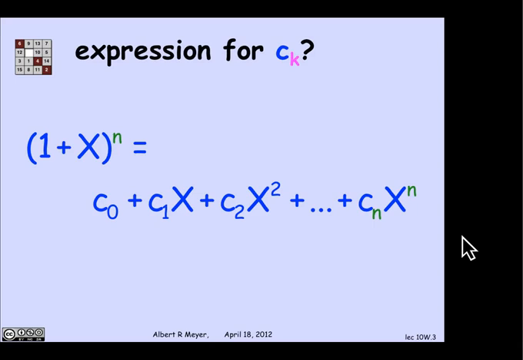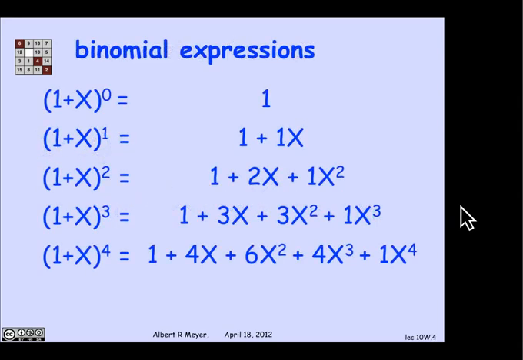The binomial theorem is interested in the question of, let's look at the expression (1 plus x) raised to the nth power. We know that this will be a polynomial of degree n, so it can be written in the form c0 plus c1 x to the 1, c2 x to the 2, up to cn x to the n. And we'd like to ask, what are the expressions for ck? For example, here's a layout of the first four powers. (1 plus x) to the 4th is 1 plus 4x plus 6x squared plus 4x cubed plus 1x to the fourth. What's the pattern that underlies those coefficients 1, 4, 6, 4, 1?